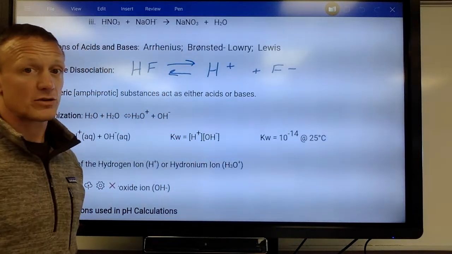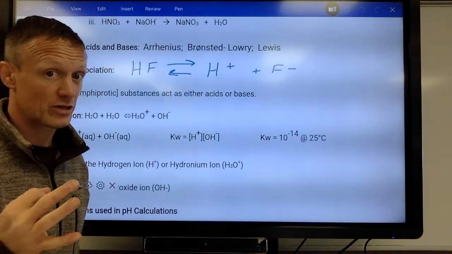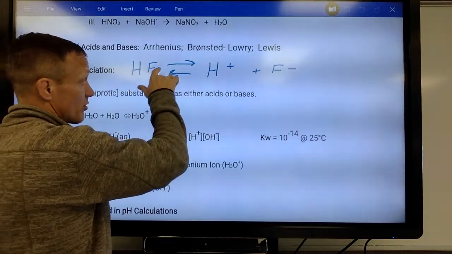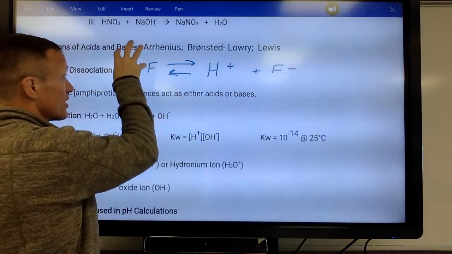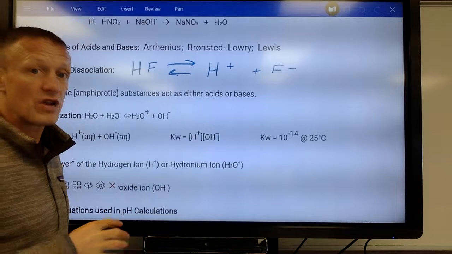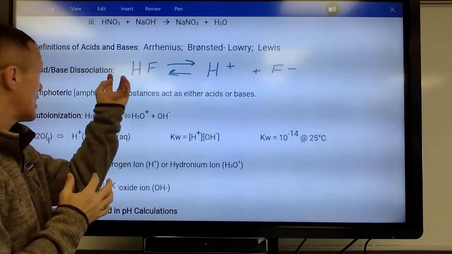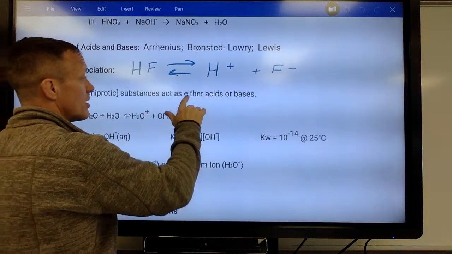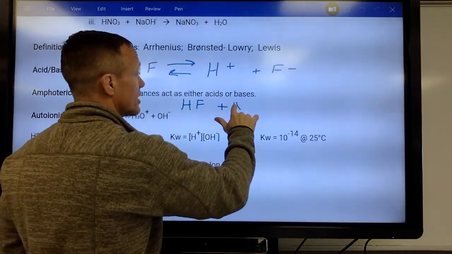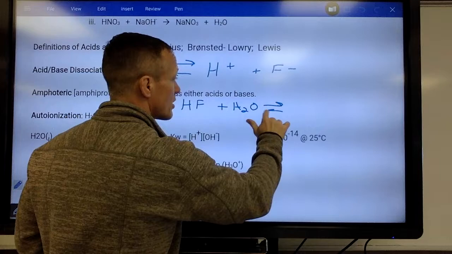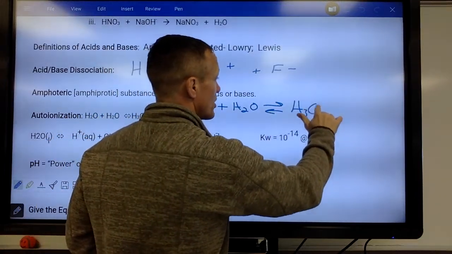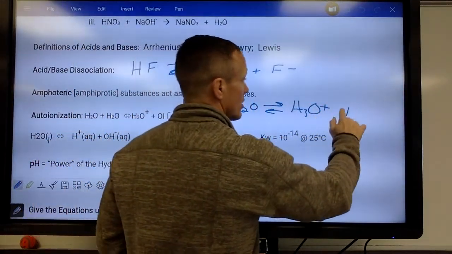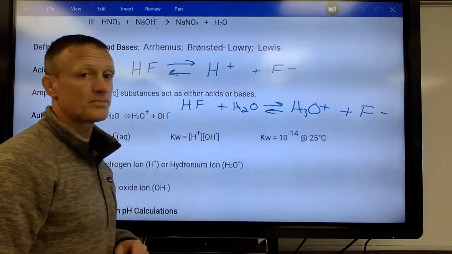This is not 100% dissociation. It might only be like 3% dissociation. Only like 3% of these molecules dissociate into those. 97% stay together as a molecule. They don't dissociate. So a weak acid, they don't dissociate. Strong acid, they do. The other way you could write this, again, would be HF plus H2O, two-sided arrow, makes hydronium ions, same thing as H plus ions, plus F negatives.